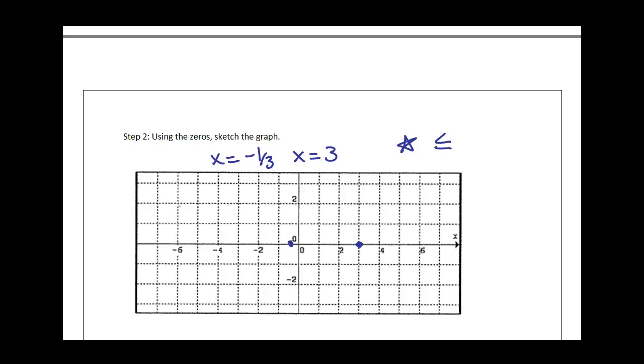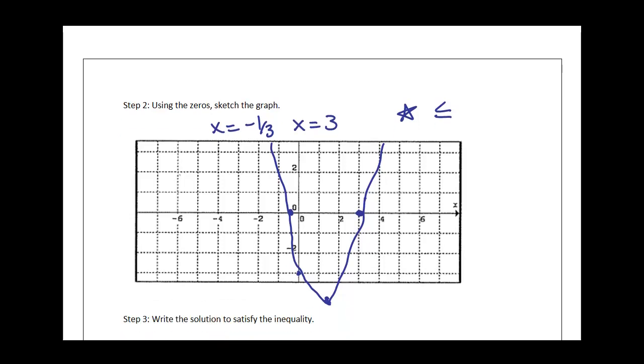So going ahead to sketch the graph, we did have an x-intercept here at negative 3. So I believe our vertex is probably going to be below here. So we're going to come up something like this. It's a bit of a rough sketch, but you kind of get an idea of what the graph is going to look like. So next we need to write the solution to satisfy the inequality.